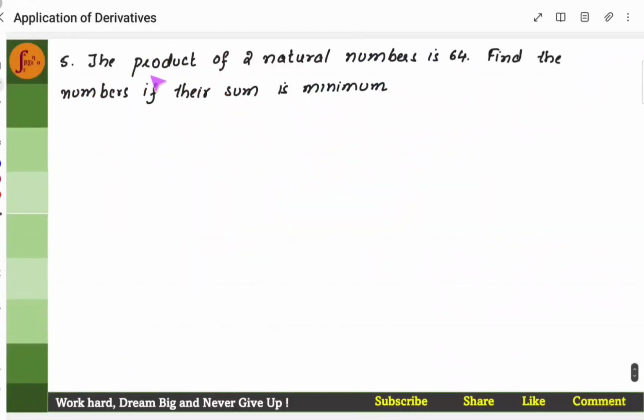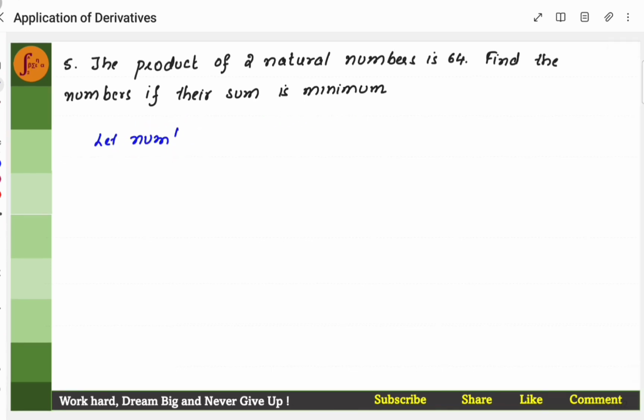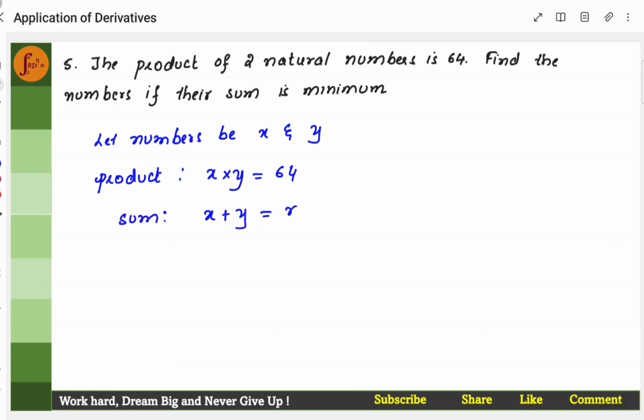Let's solve another problem. The product of two natural numbers is 64. Find the numbers if their sum is minimum. Let the numbers be x and y. Product of two natural numbers. Product means multiplication. That is x into y is 64. Find the numbers if their sum is minimum. Now, sum means add. So when x plus y is equal to, it's minimum.